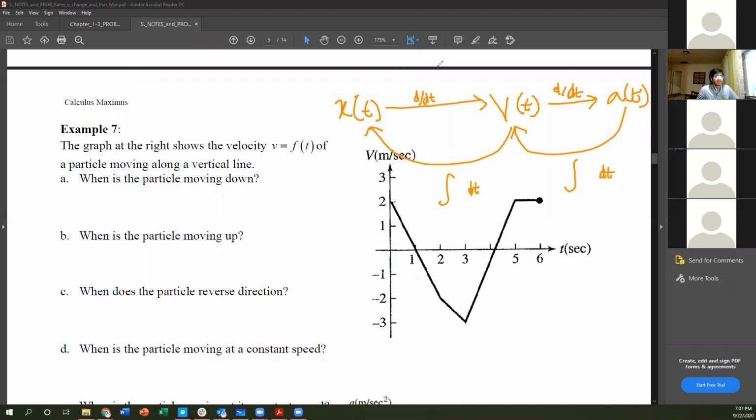To get from position to acceleration, you take the second derivative, d squared dt squared. And to get from here to here, you just take the integral twice. I don't think there's an efficient way. There might be, I just don't know that.